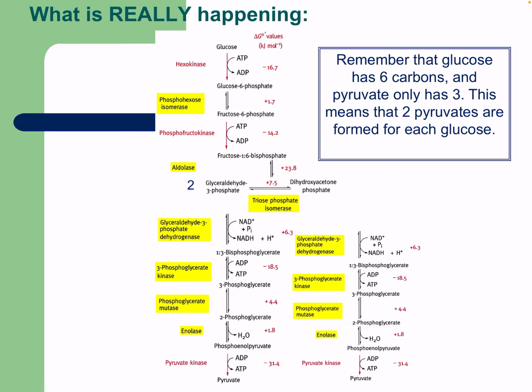So again, it's important to know what's really happening. Remember that when we go through glycolysis, it's really important to follow the carbons. Glucose has 6 carbons and pyruvate only has 3. This means that 2 pyruvates are formed for each glycolysis. So remember, it's splitting here and it's actually happening twice.